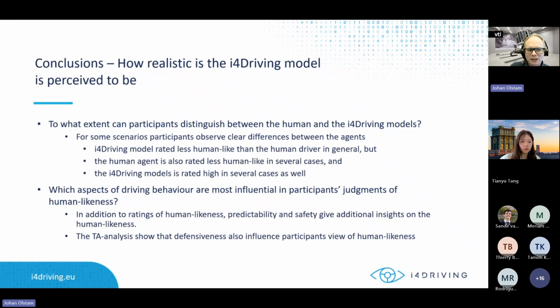Looking into what aspects of the driving behavior influence this judgment of human likeness, predictability and safety seem to give quite interesting additional insights to the ratings on human likeness. And in the think-aloud protocol analysis, we could also see that defensiveness influences how human-like they think the driver is. This kind of mirror breaking and not taking the gap when given, and so on, being very defensive, is thought to be strange.